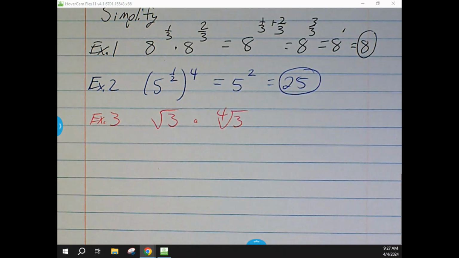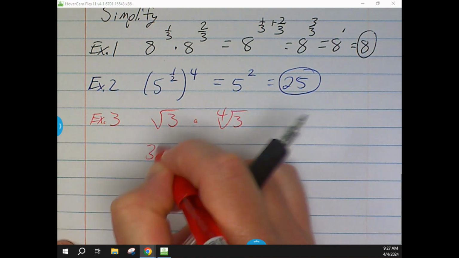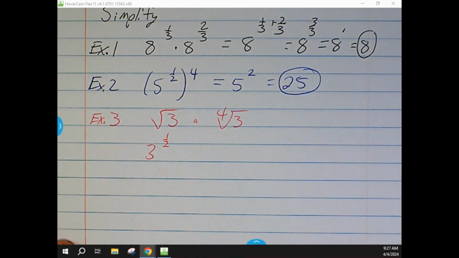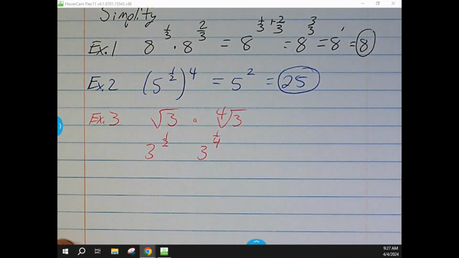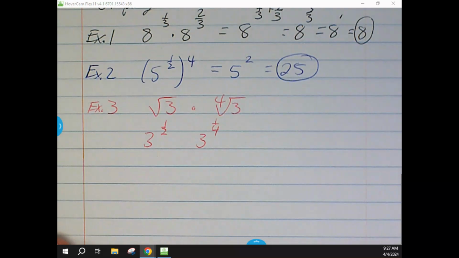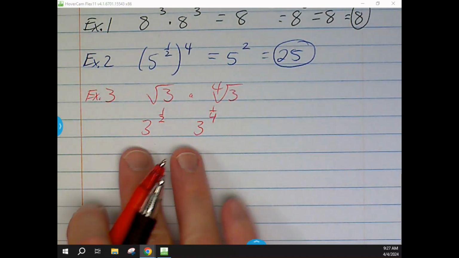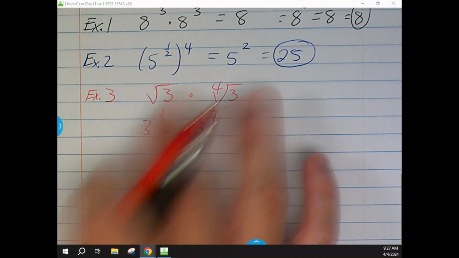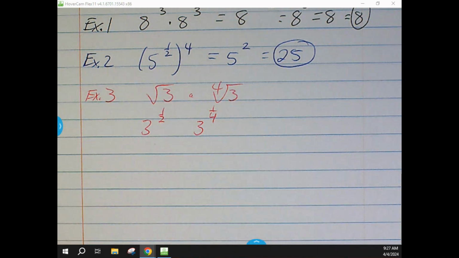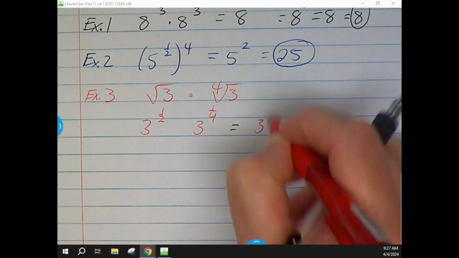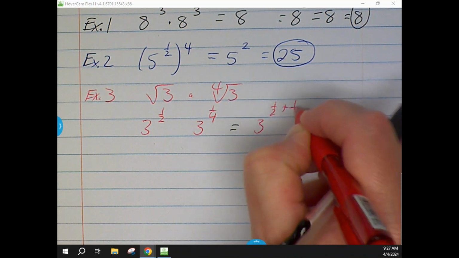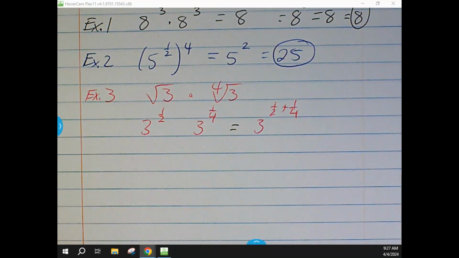But now what we're going to do is rewrite these in exponential form. So this would be 3 to the 1/2 power. This would be 3 to the 1/4 power. Now that we've got the same bases, we don't care what the radicals are because we've written it in exponential form. Now we can just add the exponents together. So we can make that 3 to the 1/2 plus 1/4 power.